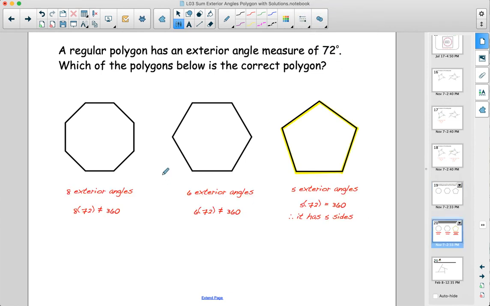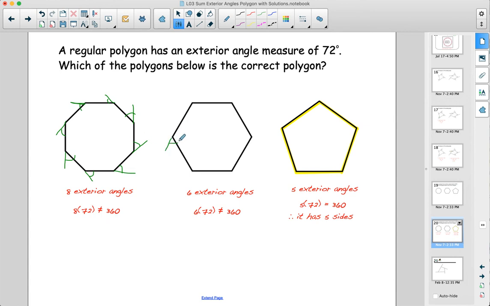All right, resuming and taking this up. This one has 8 exterior angles. There's one there, one there, one there, continuing all the way around. One there, and then one there. So we have 1, 2, 3, 4, 5, 6, 7, 8 exterior angles. If they each have a measure of 72, then 8 times 72, if this were correct, would be 360 degrees. But 8 times 72 is much greater than 360 degrees. So this one can't be right.